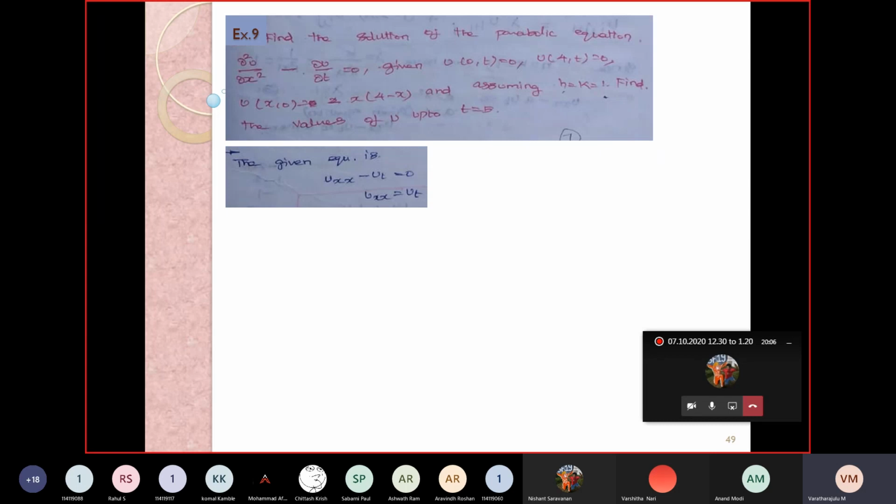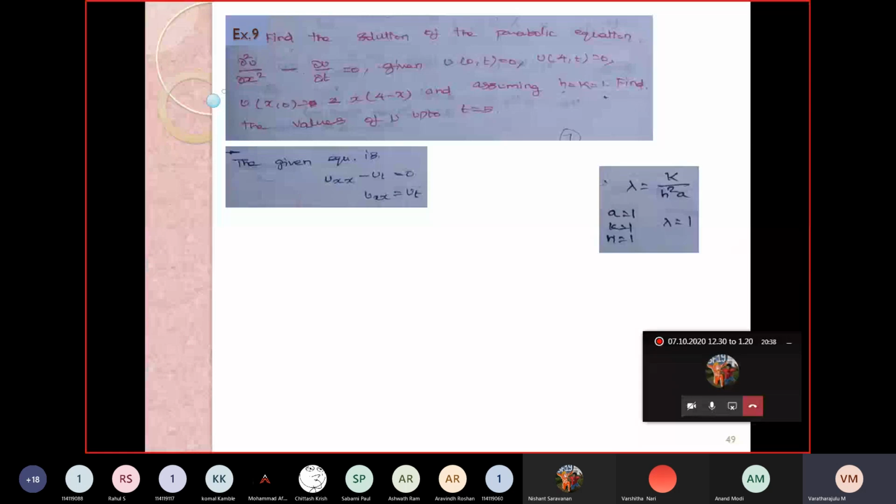And take your calculator till t is equal to 5. We need to find the values of u. And here, lambda is equal to k by h square a. Here a, the term which is associated with t, is 1, and k and h are given in the problem itself as 1. Therefore, our lambda becomes 1. Here, importantly, lambda is equal to 1, which is greater than 1 by 2.